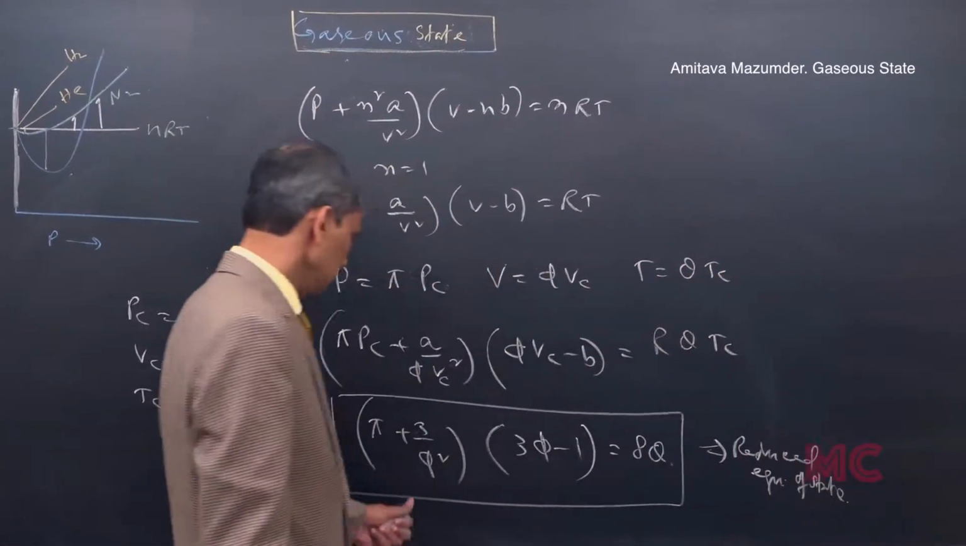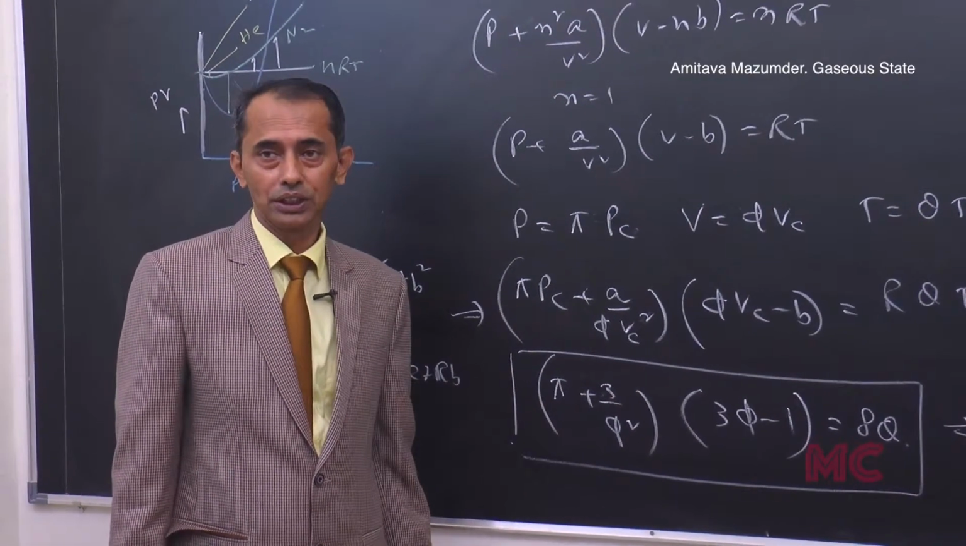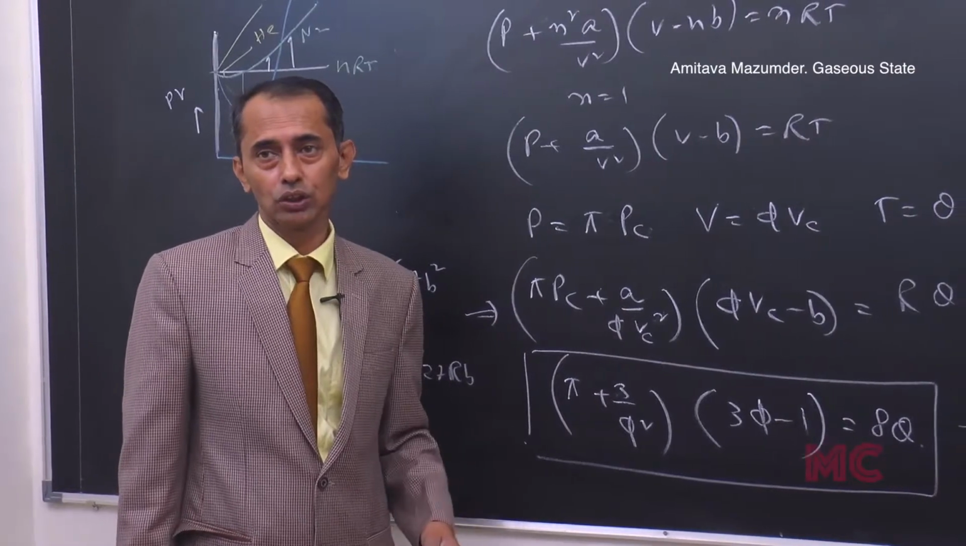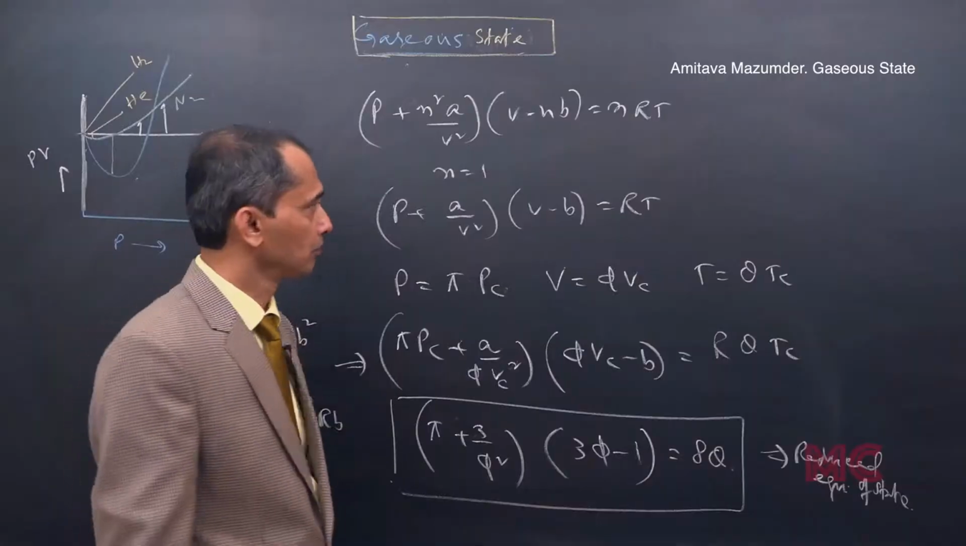So that means what? If we know π and φ, then obviously θ will be automatically determined. So if we know θ, then θ into Tc should be the temperature of the gas, or we can say Tc will be T by θ.